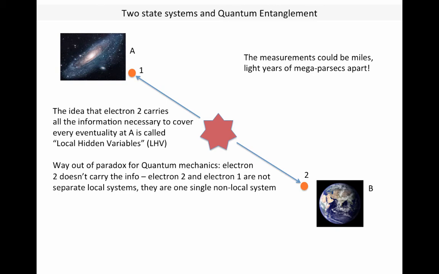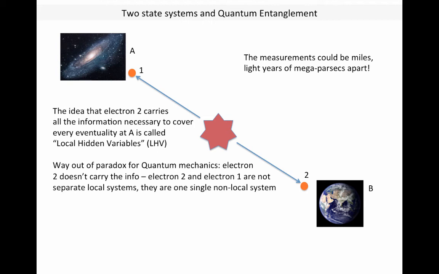So how could quantum mechanics get out of this paradox? Well, it says that the assumption that Einstein, Podolsky, and Rosen made, that the electrons cannot communicate with each other, is slightly wrong in some sense. So quantum mechanics says electron 2 doesn't carry that information. There are no local hidden variables. But it's not that they communicate with each other, it's that they are the same system.